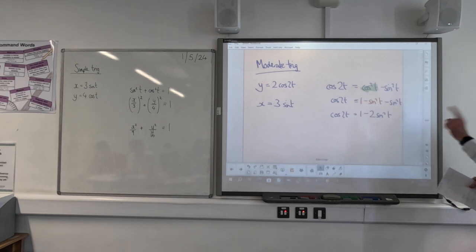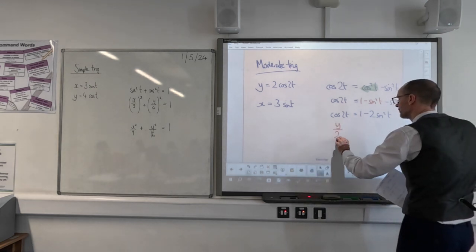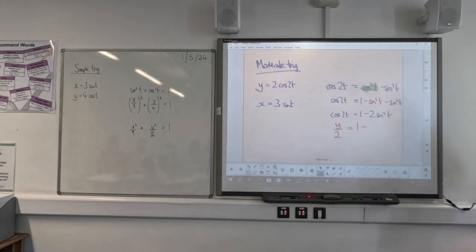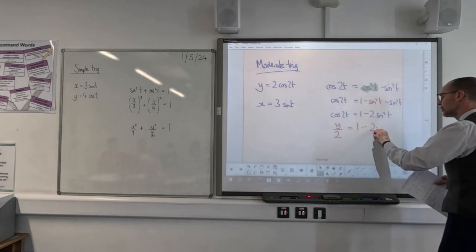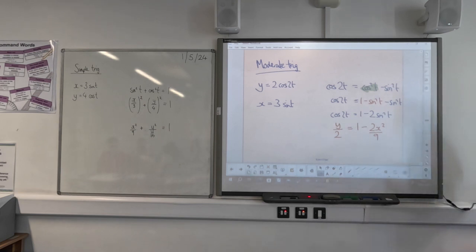So cos 2t is y over 2, and sine t is x over 3. So sine squared will be x squared over 9, so it's 2 lots of that. And again, I could double everything, multiply everything by 18. You know, there's all manner of algebra we could do, but that's fine.